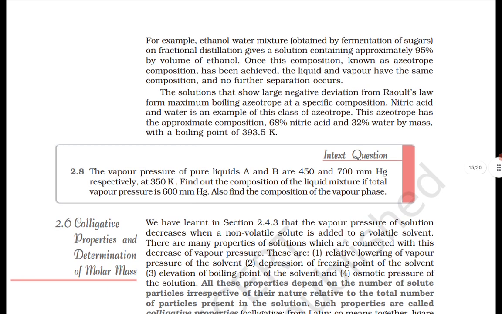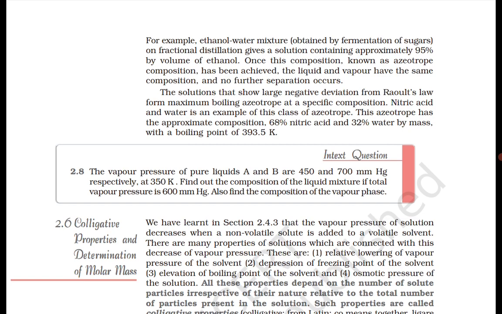For example, an ethanol-water mixture obtained by fermentation of sugars, on fractional distillation, gives a solution containing approximately 95% by volume of ethanol. Once this composition, known as the azeotropic composition, has been achieved, the liquid and the vapor have the same composition and no further separation occurs.